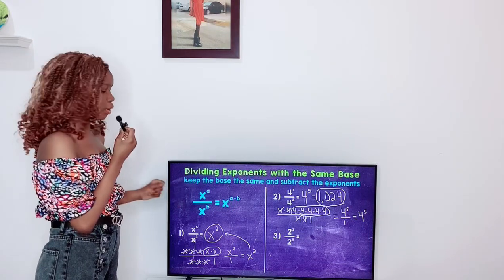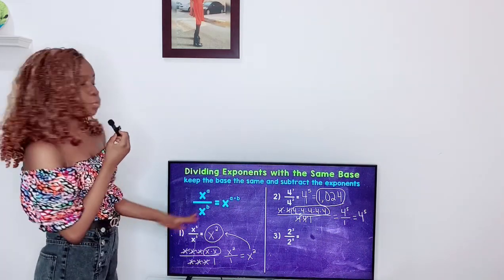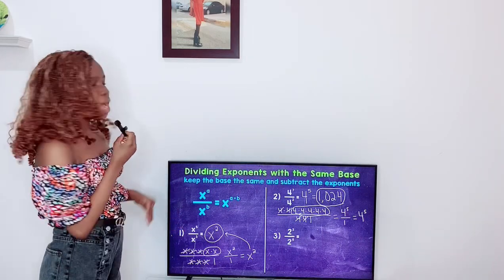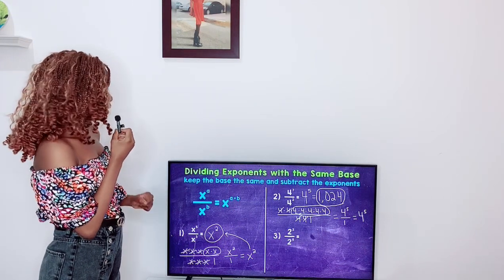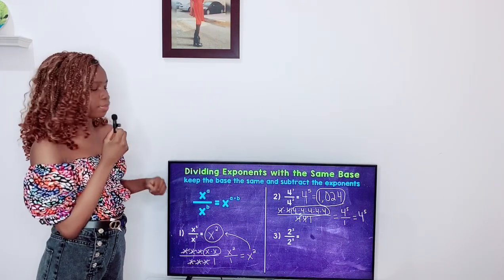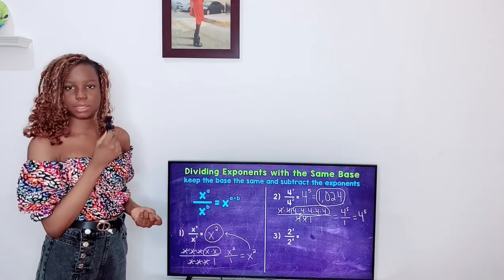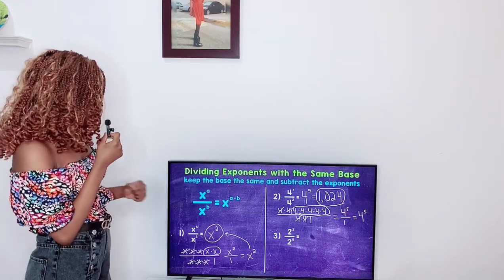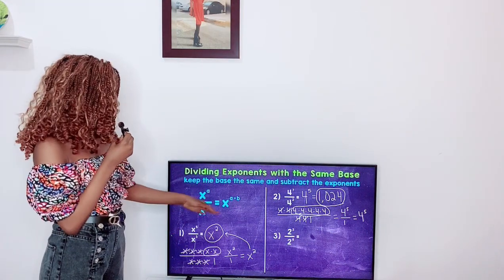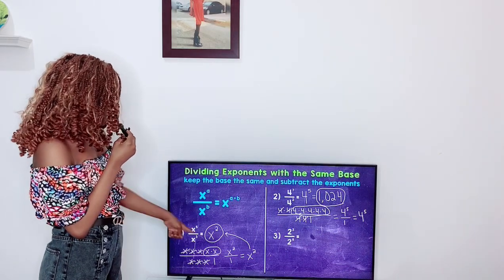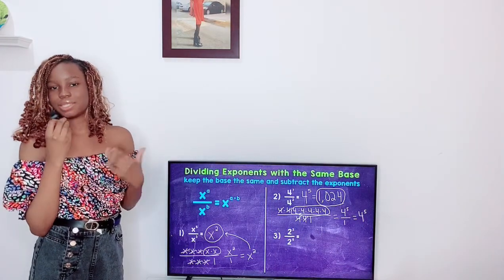Okay, so we have number 1, which says x raised to the power of 5 over x raised to the power of 3, which gives us x raised to the power of 2. Now, how did we get this 2? Well, it says keep the base the same. All right, so our x is still the same. And subtract the exponents. Which ones are the exponents here? 5 and 3. 5 minus 3 will give us 2. So that is x raised to the power of 2, because our base does not change. Our base remains the same.